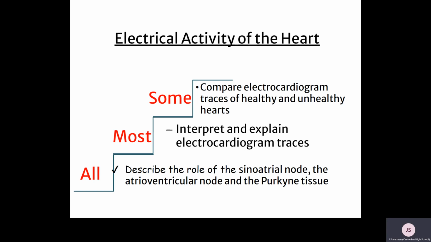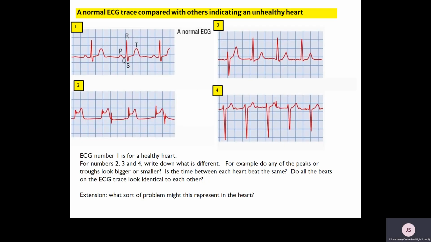So we've looked at ECG traces for a normal heart now, and we're going to see what they look like for abnormal hearts. So here we've got a normal ECG trace number 1 compared with others that are indicating health problems with the heart. I want you to, first of all, just spend a few minutes looking at the other traces and compare them to trace number 1. So for each one, see if you can describe any differences.